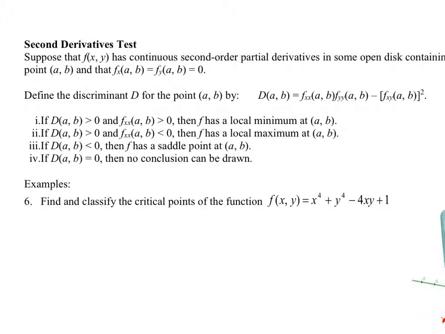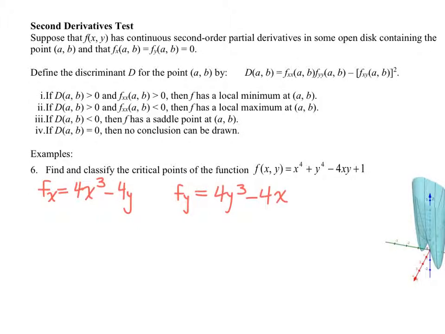But anyway, let me find my first order partial with respect to x. 4x cubed minus 4y. And my first order partial with respect to y. 4y cubed minus 4x. All right. Now these have to be equal to each other and equal to 0 in order to have a critical value, right? Or if either of them don't exist, but so far continuous differentiable all the way through. So I'm going to set it equal to 0.